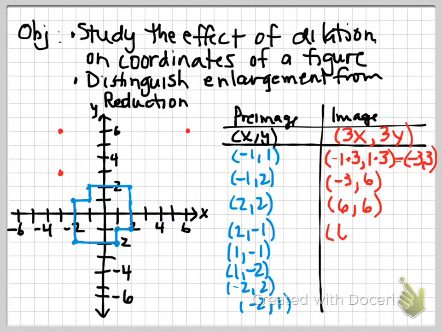And then 2 times 3 is 6, negative 1 times 3 is negative 3, so we go to 6, negative 3.